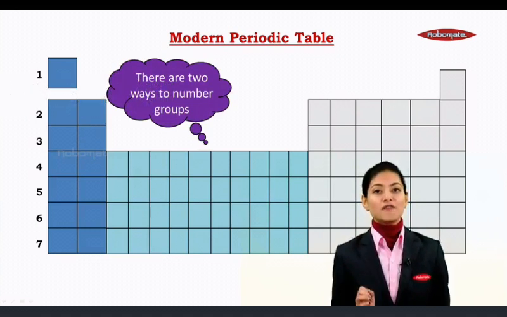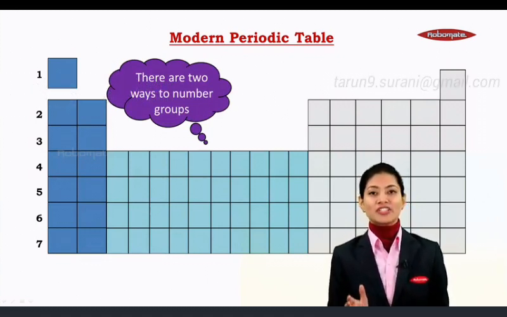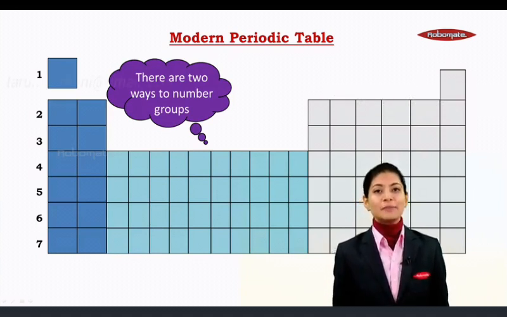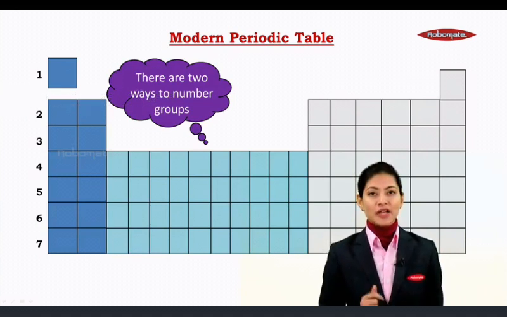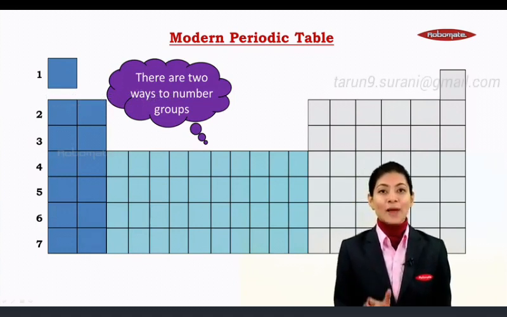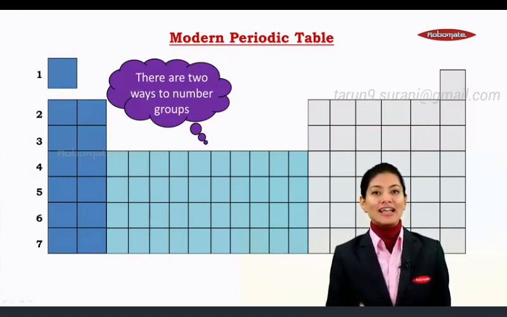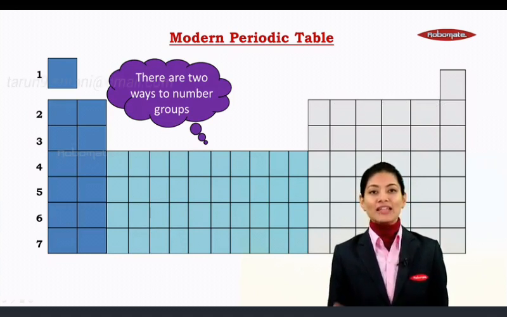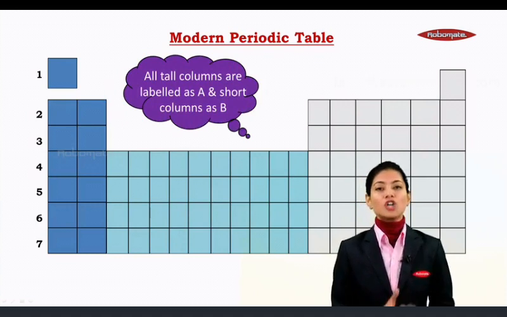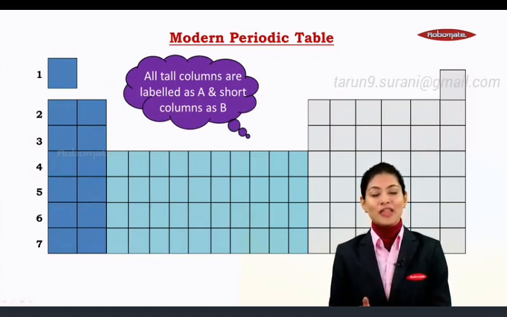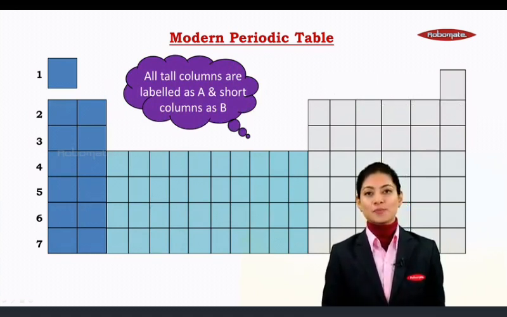The first method follows the traditional method which was given by Mendeleev, according to which the groups are labeled from Roman numeral 1 up till Roman numeral 8, wherein group number 1 up till group number 7 were further classified into subgroup A and subgroup B. From here on, you will understand that all the taller columns are labeled as A, and the shorter columns are labeled as B.